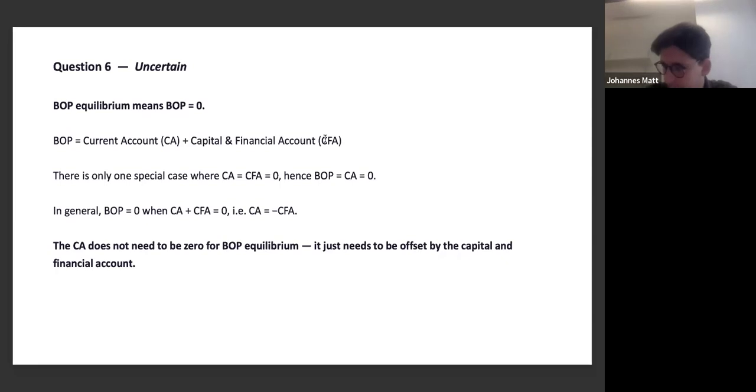Right? So what is the amount of money being transferred into the country, out of the country? How many bonds and stocks and foreign direct investment and so on, how much of that happens from outside into your country and how much of that is going out. That's the financial account. Okay. So the balance of payment is defined as the sum of the two.